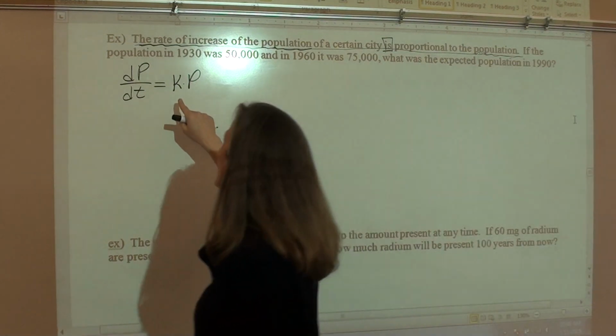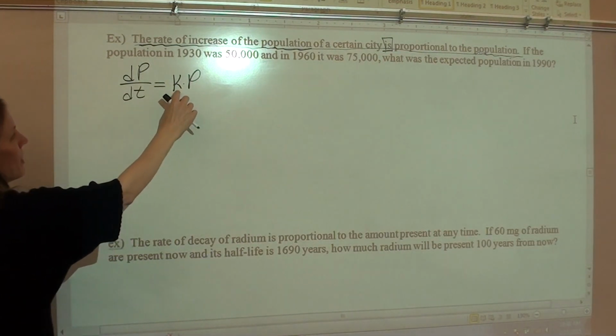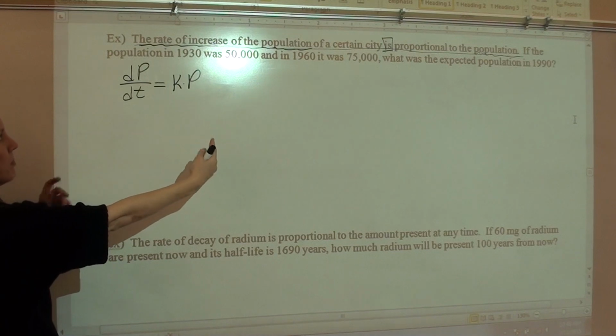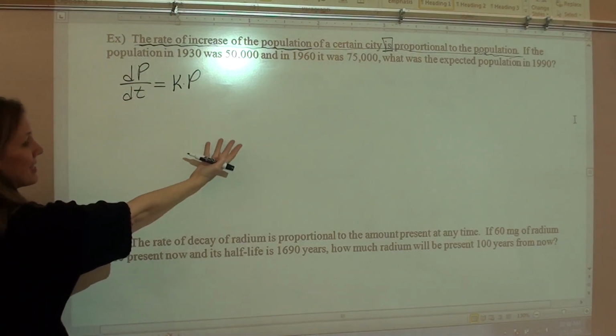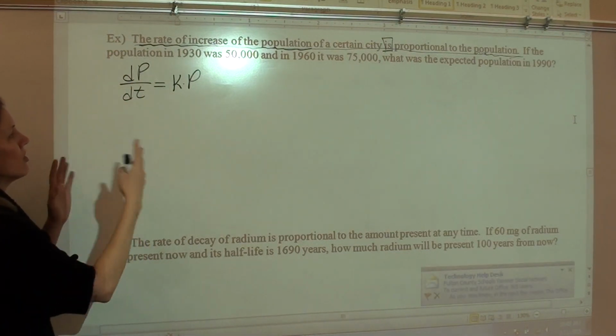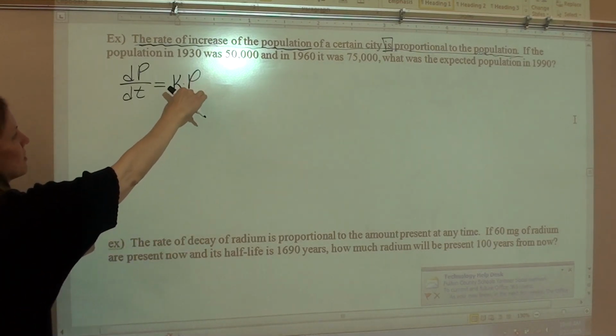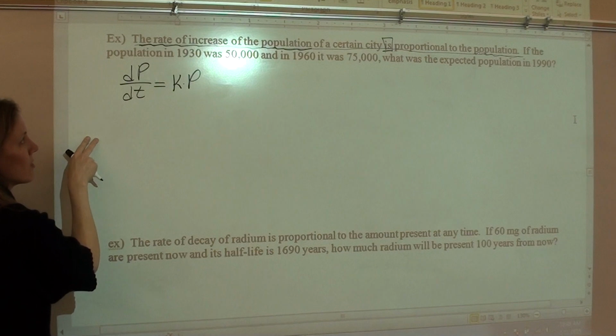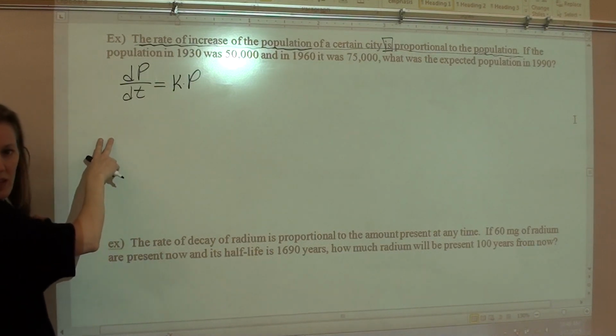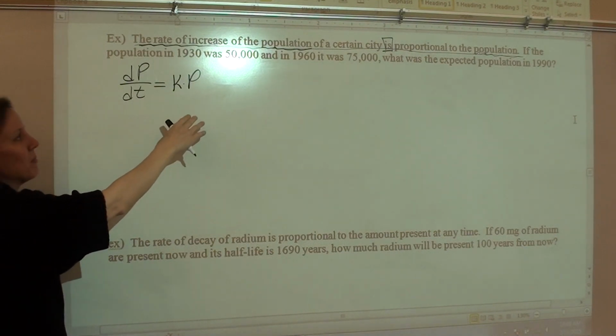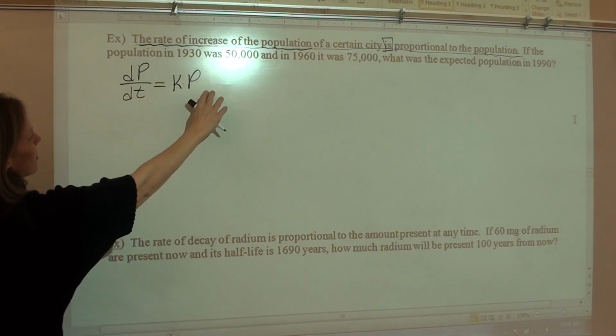So the k you want to keep on the right-hand side. When we separate the variables, we're going to put the P's on the left and the t's on the right. You're thinking, well, the k could go either way. Keep the k with the t, because if you move the k over with the P, you're going to have to do a u-substitution. If you want to keep the u-substitution out, then just keep it over here with the t.